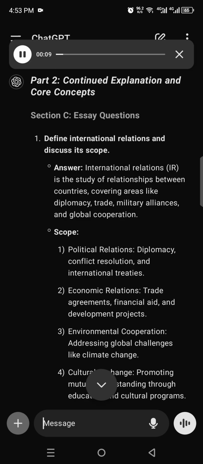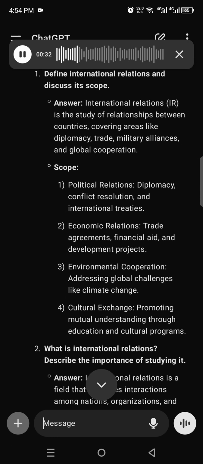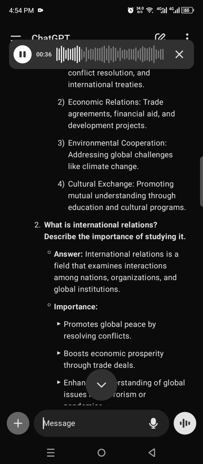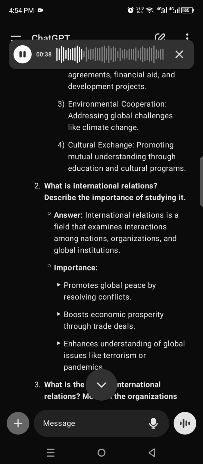Answer. International relations, IR, is the study of relationships between countries, covering areas like diplomacy, trade, military alliances, and global cooperation. Scope. 1. Political relations, diplomacy, conflict resolution, and international treaties. 2. Economic relations, trade agreements, financial aid, and development projects. 3. Environmental cooperation, addressing global challenges like climate change. 4. Cultural exchange, promoting mutual understanding through education and cultural programs.